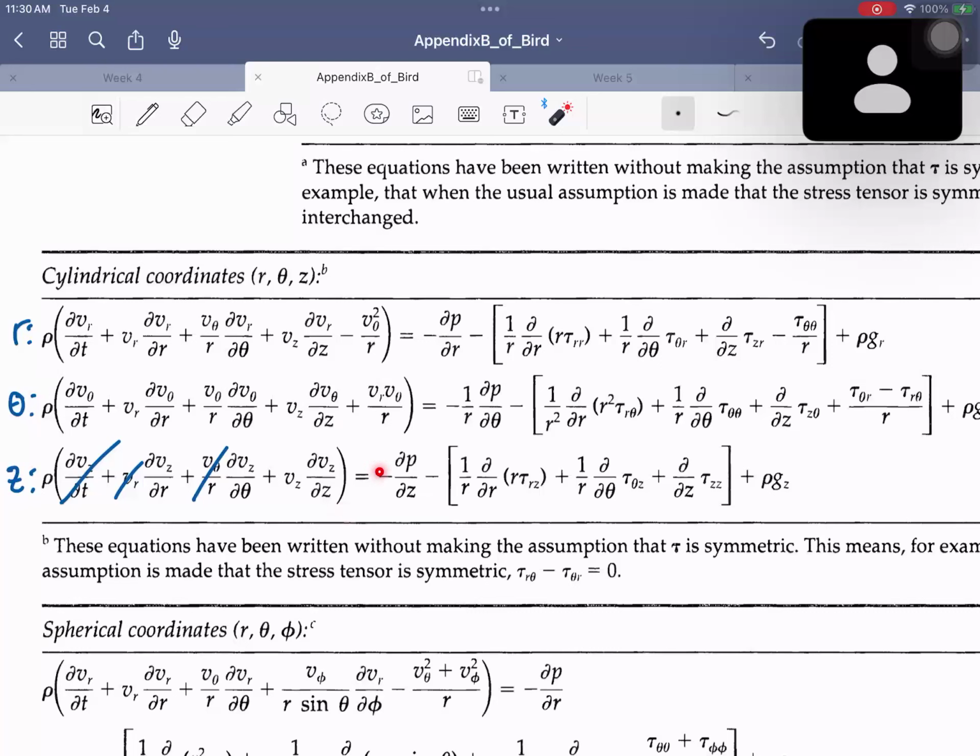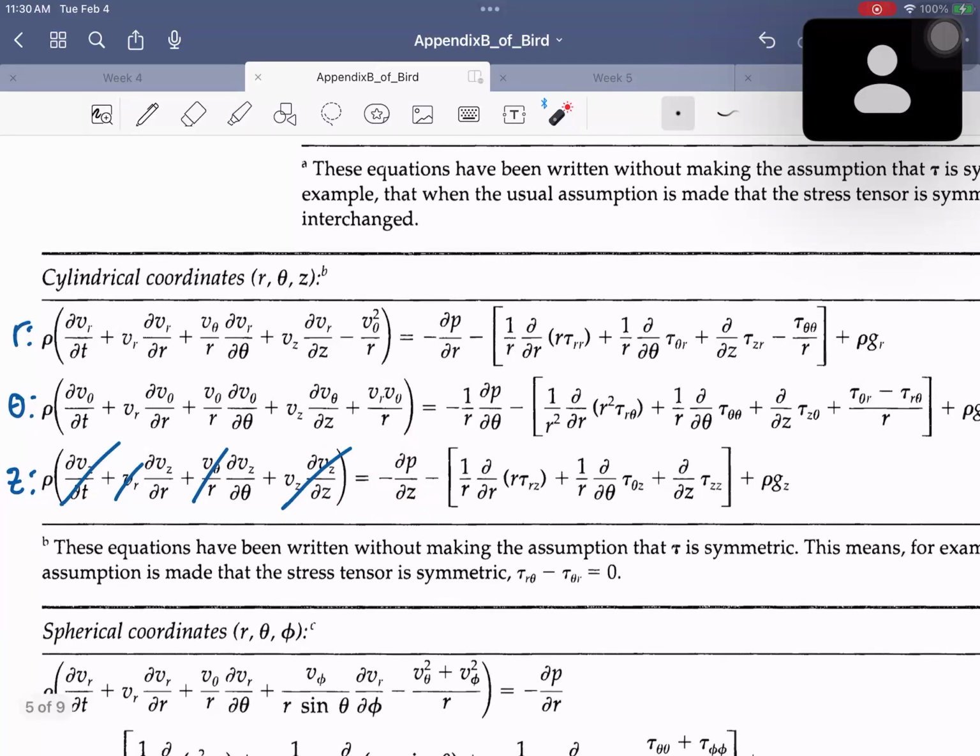Do we have this term? No, okay? Because Vz is not a function of Z, all right? On the right-hand side, does pressure change in Z direction? So we slowly pull the wire in the die. So in this case, we can take that pressure doesn't change in Z direction because it's moving so slowly. Okay, so in this case, this can be taken as 0. All right.